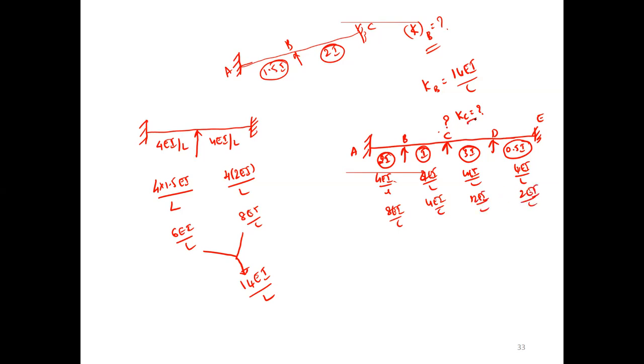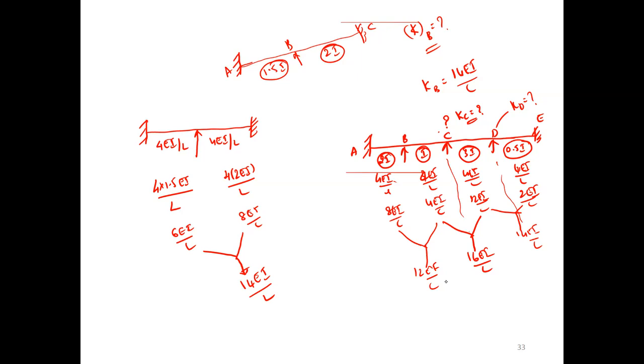Now I am asking for C. Do this sum. How much? 16EI by L. What is joint D? What is KD? For KD, what you have to do? Do the sum. 14EI by L. For joint B, 12EI by L. Any of these can be asked.